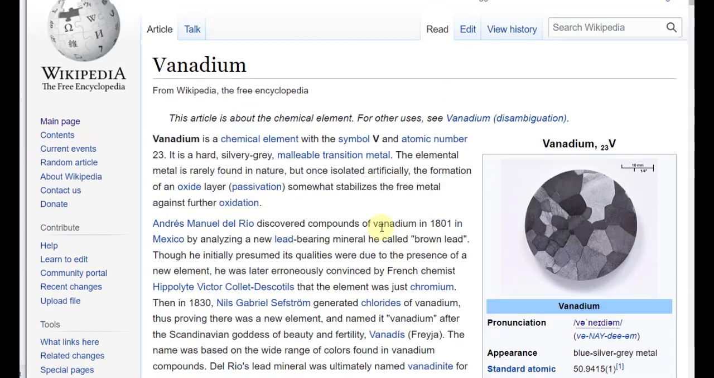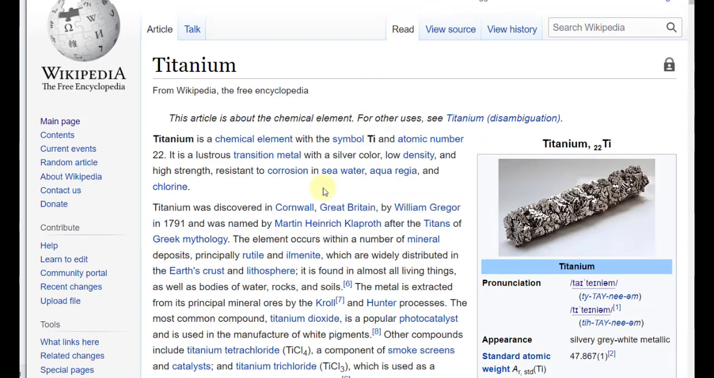I'm going to skip ahead to titanium. It's very low density. It's extremely hard. It's a spectacular metal.